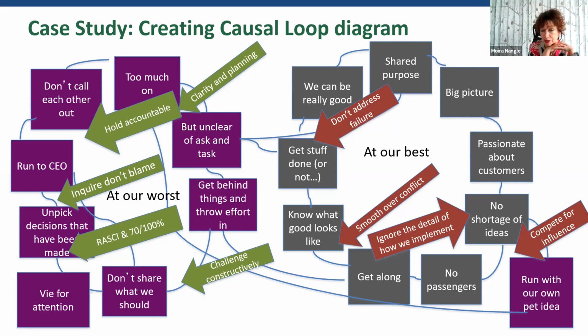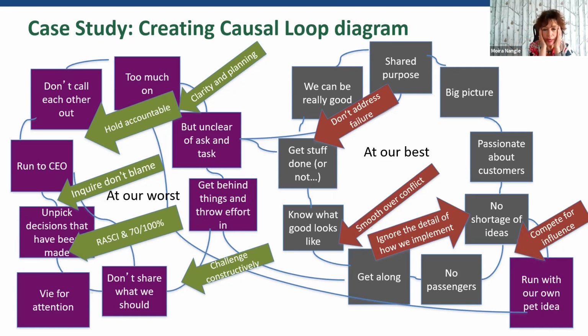Equally, how do we challenge one another constructively? We get behind things, but we don't always share what we could. How can we challenge each other about maybe what we're not sharing, or the fact that we're perhaps sometimes getting behind the wrong things, or the things that we haven't properly planned? How do we hold one another accountable? We don't call each other out. How would we start calling each other out, and what would that look like? How would we be doing that? And how might we inquire without blaming?